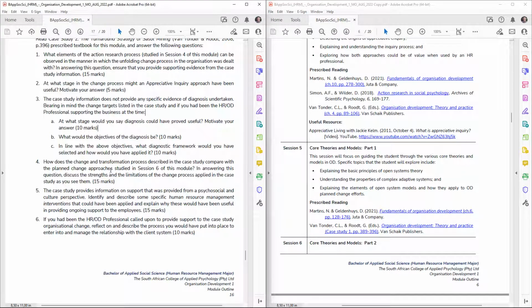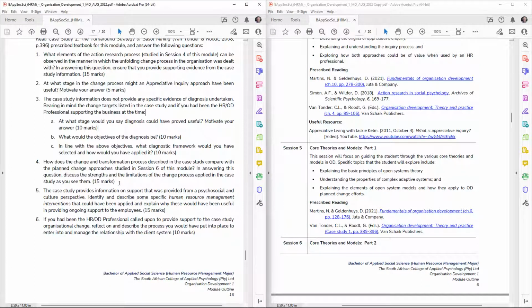You would use the planned change approaches and a particular model that we studied in session 6 as your base, and compare the company's process, which is the diagram and then all the explanations around that, against the session 6 theoretical model, evaluating the strengths and limitations of the change process applied in a case study as you see them.